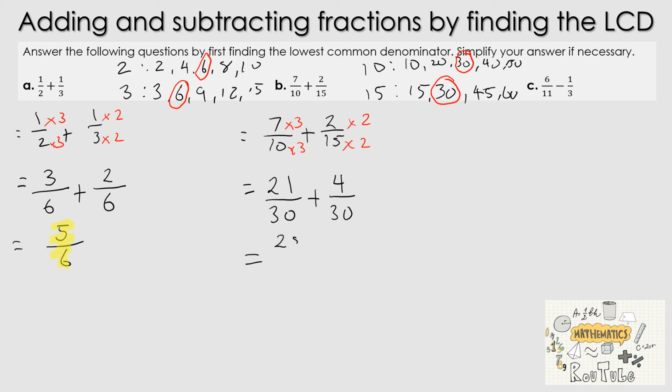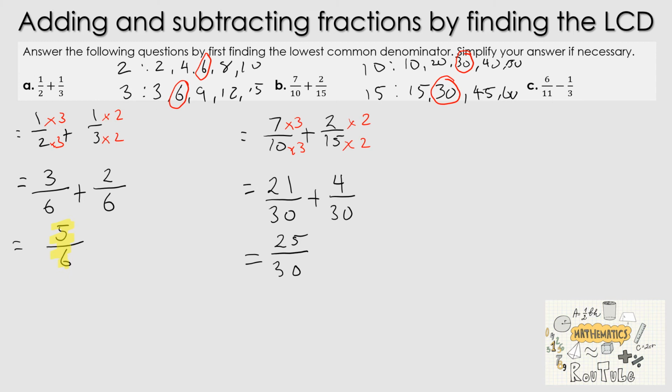So we've now got 25 over, oops, I was going to make an error there. So 25 over 30. Now, if you finish there, once again, I'll give you a half mark. Okay, we're almost at the final answer, but we're not quite there because there is still a number that goes into both the numerator and the denominator. That goes into both 25 and 30. Okay, and that value is 5.